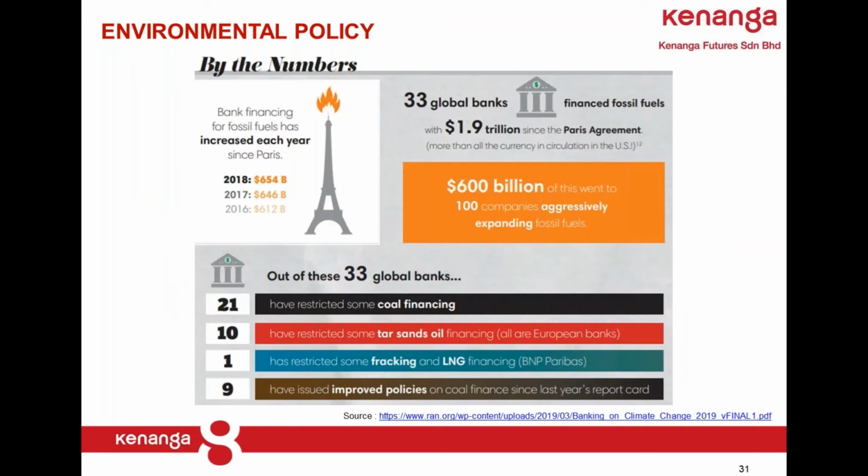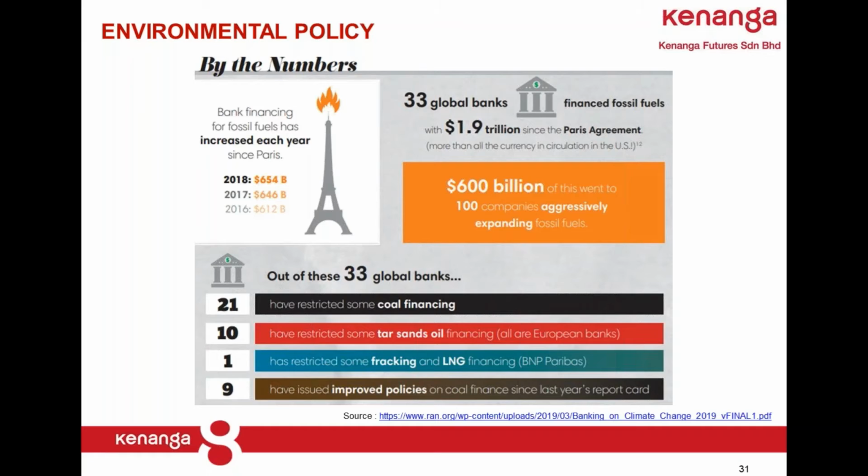Now, next is some data on environmental policy. As you can see, in terms of financing, it is quite a huge financing of 1.9 trillion globally since the Paris Agreement has been reached and started. And there is some encouraging progress here, where out of the 33 global banks, 21 restricted coal financing. Coal is one of the fossil fuels with the heaviest environmental impact because it emits quite a lot of carbon dioxide in the air.